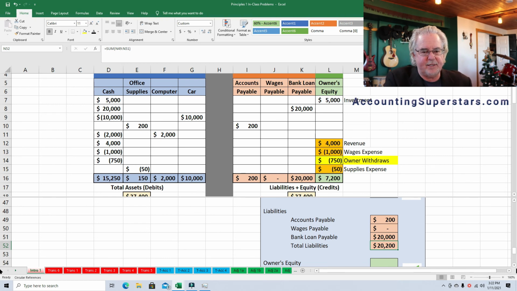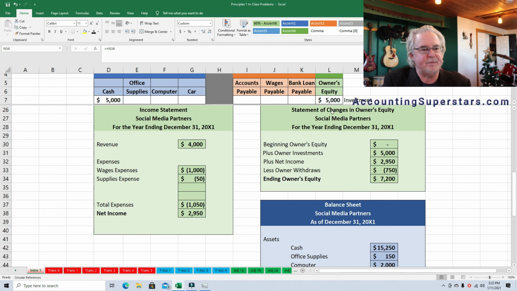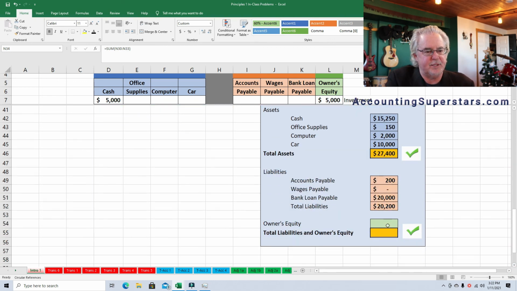Now let's go down to equity. The best place is to find it right here on this statement of owner's equity. Right here. Statement of changes in owner's equity. The balance, the ending owner's equity is $7,200. So let's put that right here. There we go, $7,200. And so lastly, our total liabilities and owner's equity is $20,200 plus $7,200. There we go, $27,400.